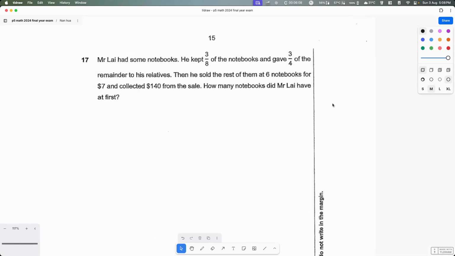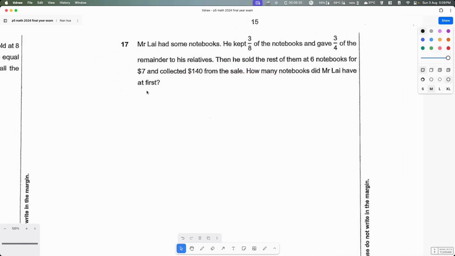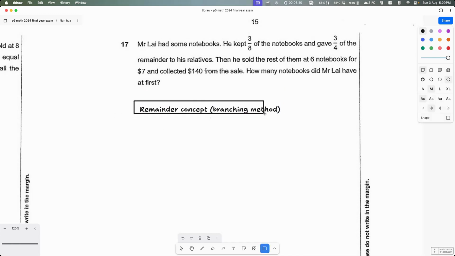Right, last question, question number 17. Mr. Lai had some notebooks. He kept 3/8 of the notebooks and gave away 3/4 of the remainder to his relatives. Then he sold the rest of them at six notebooks for $7 and collected $140 from the sale. How many notebooks did Mr. Lai have at first? So this is what we call a remainder concept. This is for the branching method. If you're not sure what the branching method is, I will show you. So how will this look like?